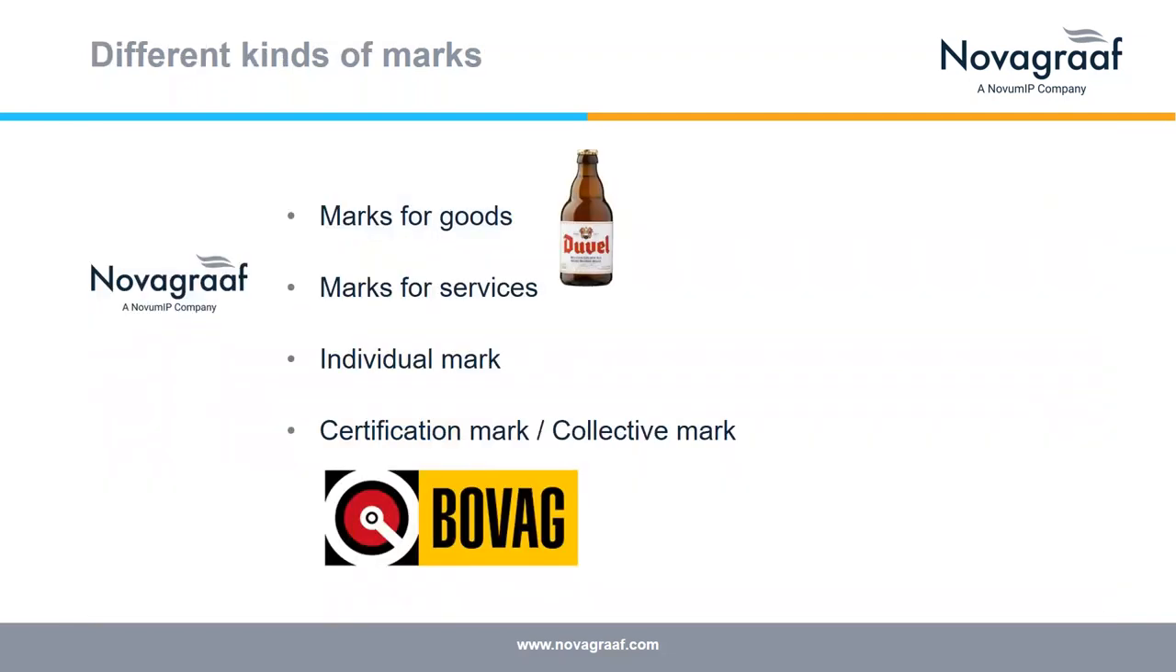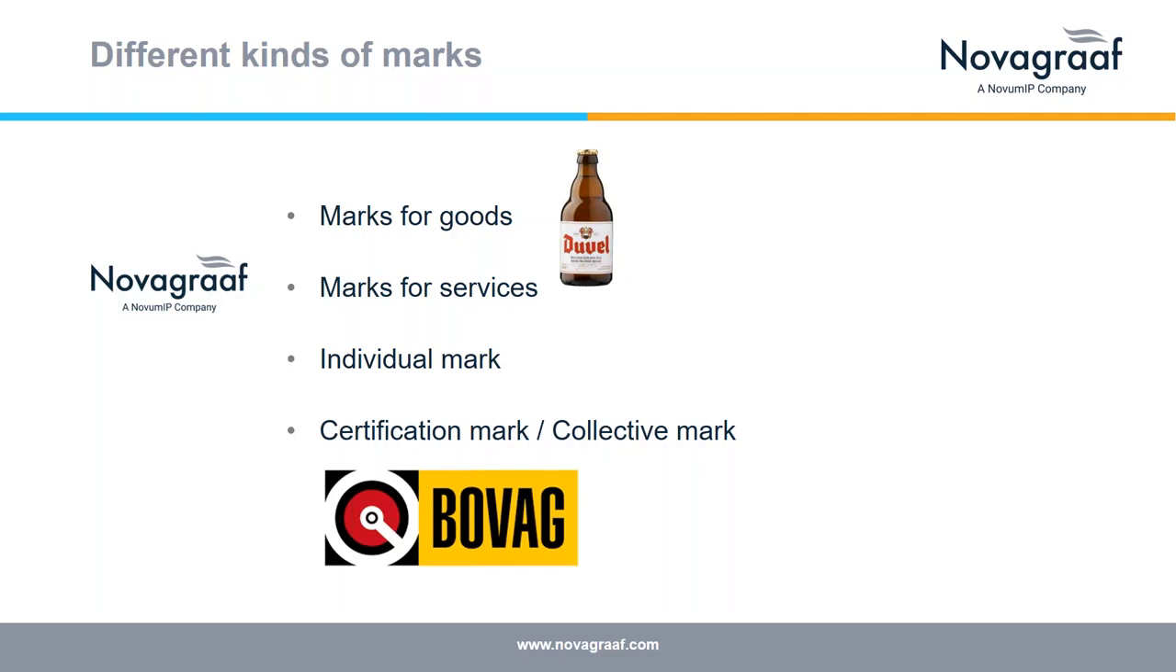A trademark can appear in many different forms. For example, you can distinguish between the kinds that you see now on the screen. There are marks for goods, marks for services. Also, a combination is possible, a mark for goods and services. And there's a differentiation between individual marks and certification and collective marks. For example, you see the Bovag trademark on the screen. Maybe you don't know about that one because it's actually typically Dutch.